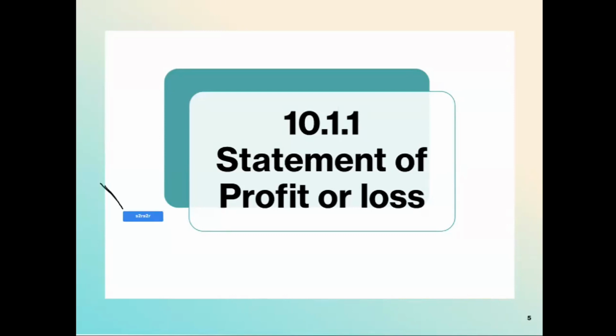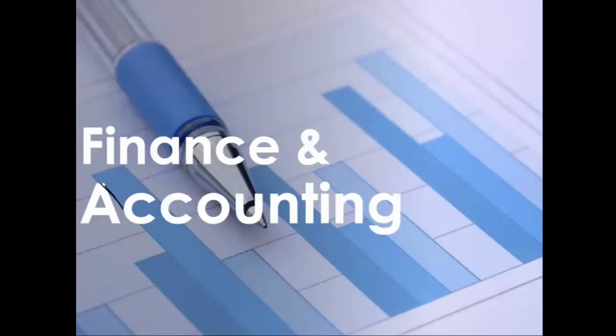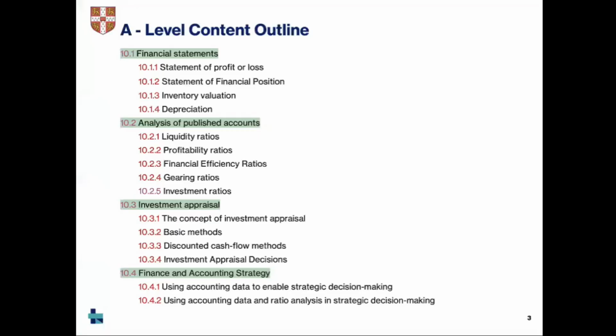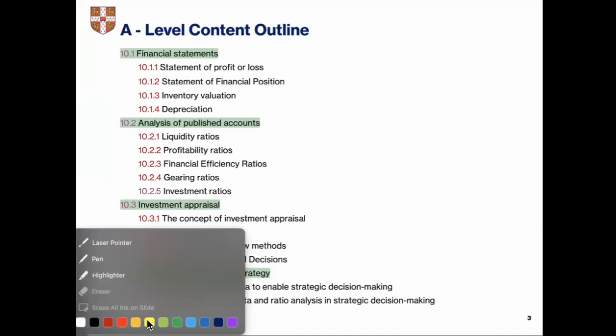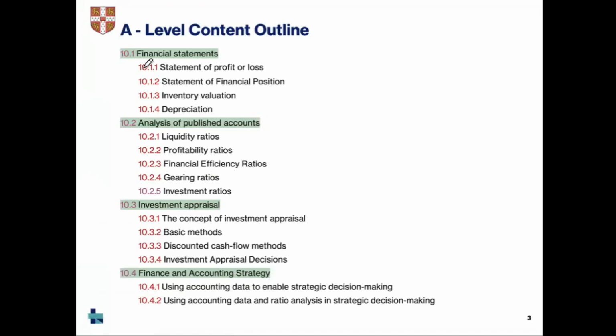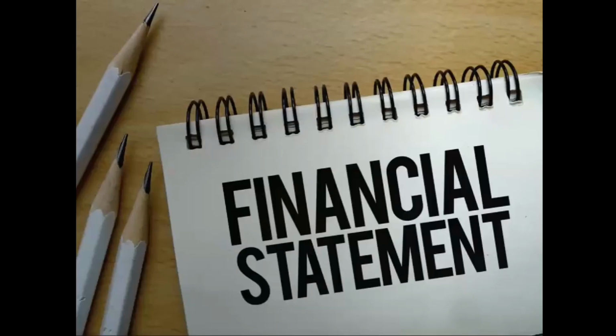We started last time in chapter 10, finance and accounting, and I gave you the outline for chapter 10. And the last time we almost completed section 10.11, which is a statement of profit or loss. A statement of profit or loss, as we discussed, is one of two key financial statements that we are going to look at.